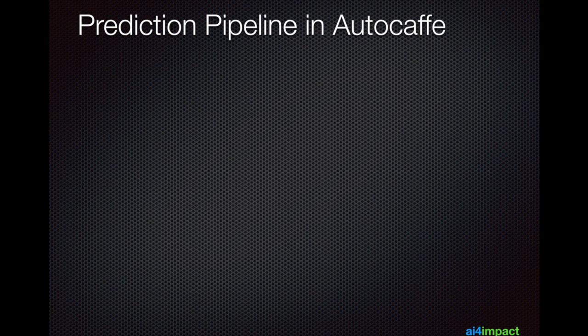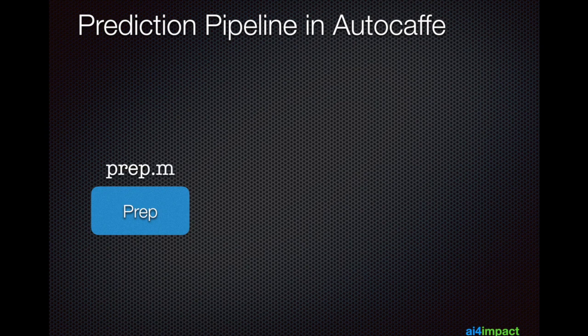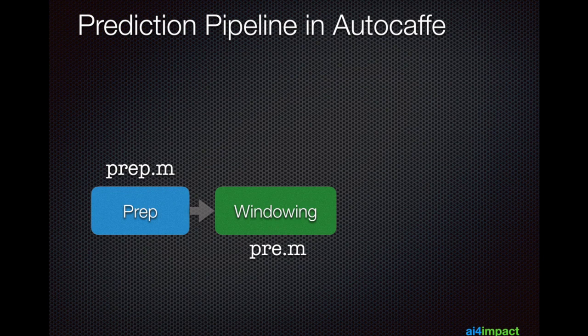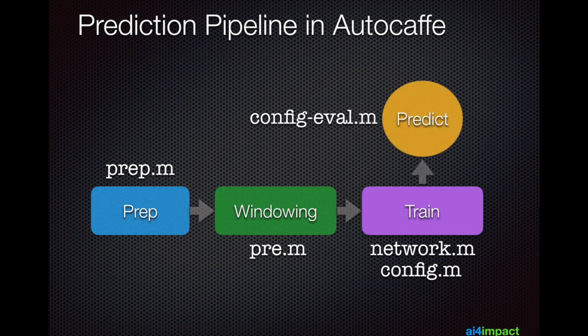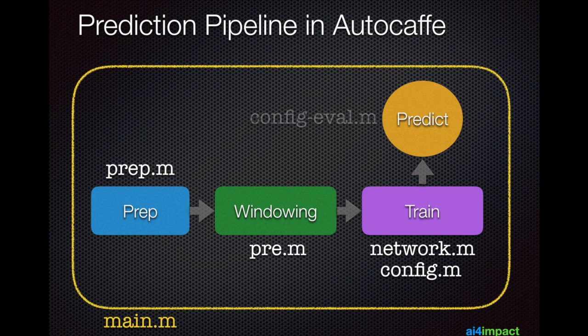In AutoCAF, we have separated the stages into different files. The prep stage is handled by prep.m, and this contains all your pre-processing code. Next, the windowing stage is handled by a file called pre.m. This controls windowing as well as feature engineering. The train stage is controlled by two files. The network.m file defines your network, while config.m contains all the configurations for your network. We'll discuss this later on in the session. Predictions are controlled by something called config.eval.m, which you don't really change very much. And finally, the whole is orchestrated by a file called main.m.